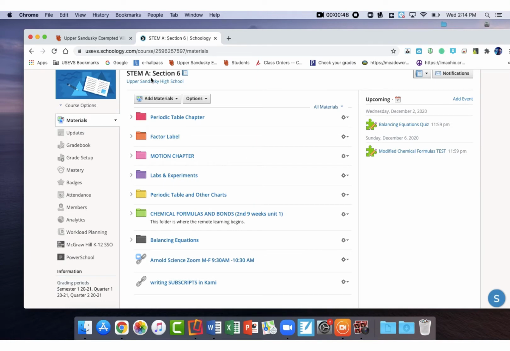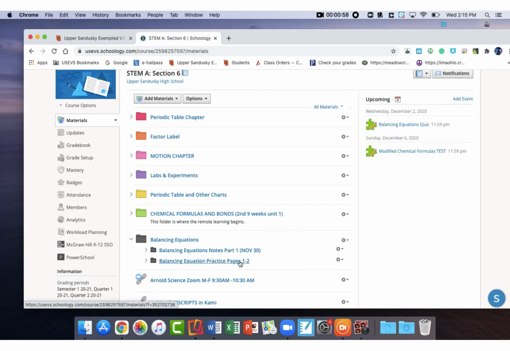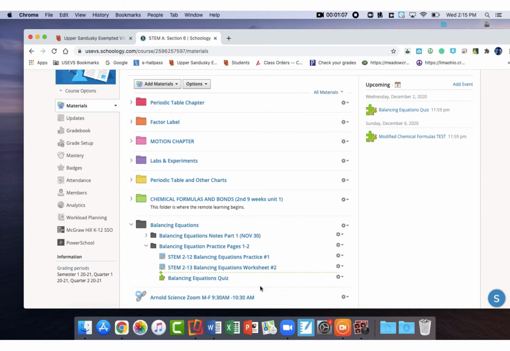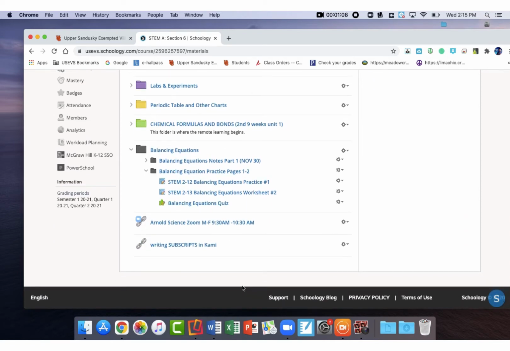and we're going to go into the gray folder down here, the balancing equations. Now, inside the second folder, the one that says balancing equations, practice problems 1 and 2, well, in that, I also added in a balancing equations quiz. So I put this in this other folder. Things changed yesterday since school was canceled because of snow, and I had just thrown this in here, and I just wanted to show you where it was. So click on that.